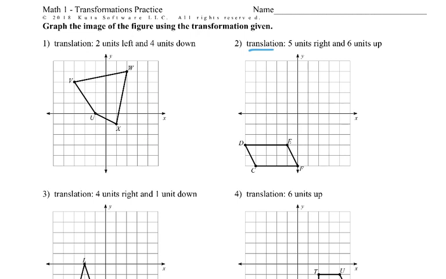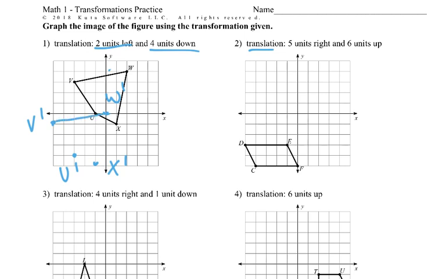So, we start out with the image, or the pre-image, which is what the original shape is called. It tells us we want to go 2 units to the left and 4 units down. So each one of these is going to go 2 to the left and 4 down. So that would be W right there, and we label it with an apostrophe, and we call that W prime. So 2 to the left for X and down 4, so X prime goes right there. Then 2 to the left, down 4, there's U prime, and finally V prime, 2 to the left and down 4.